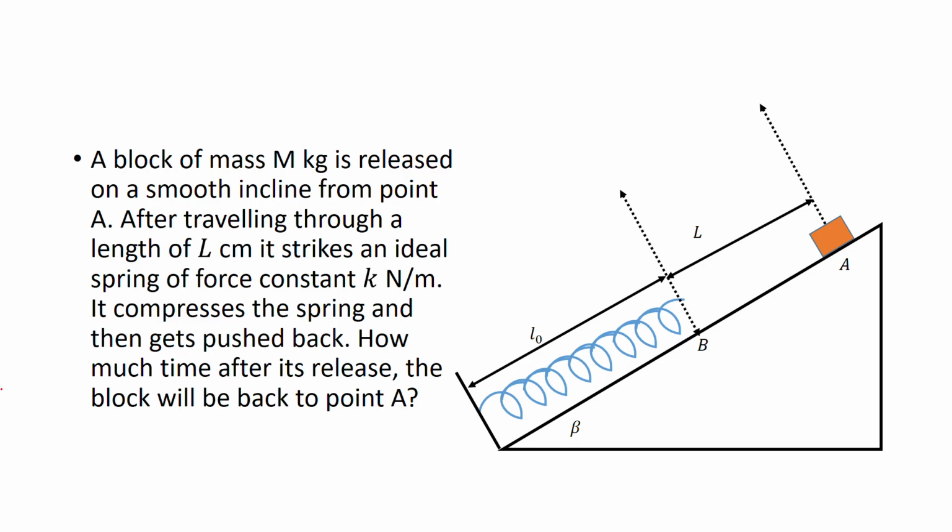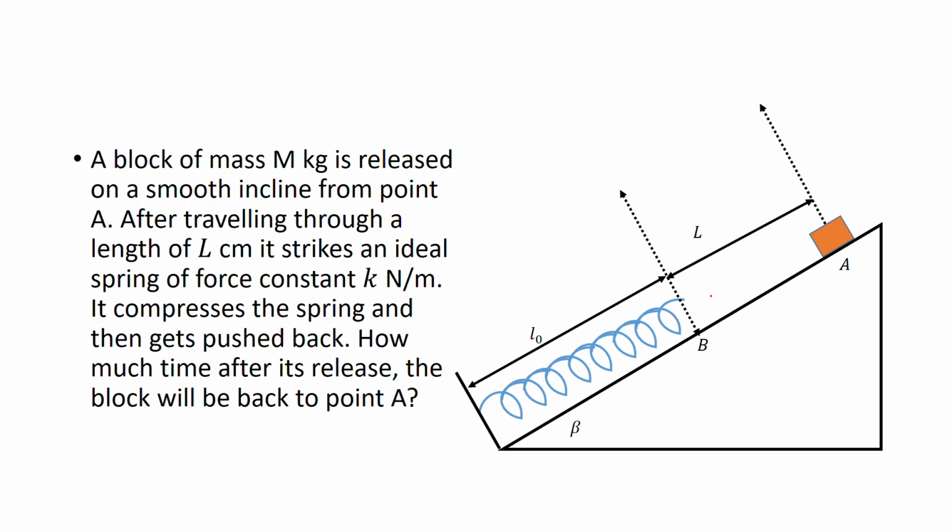In this video, we are going to discuss the motion of a block. The problem is that a block of mass m is released on a smooth incline from point A. After traveling through a length of L, it strikes an ideal spring having force constant K. It compresses the spring and then gets pushed back. We have to calculate the time during which the block slides and then returns to its original position.